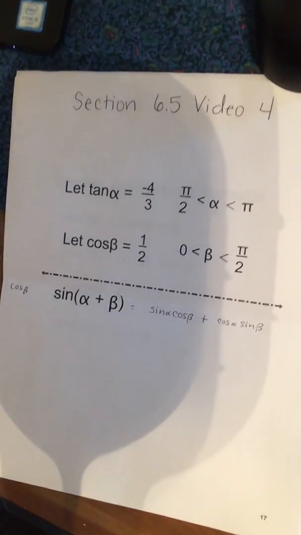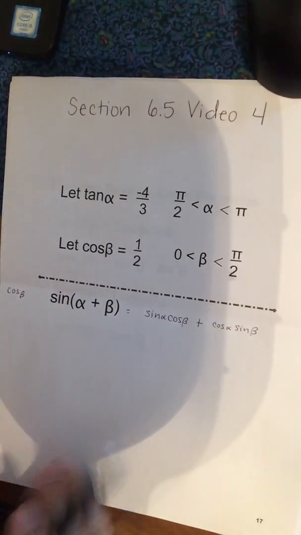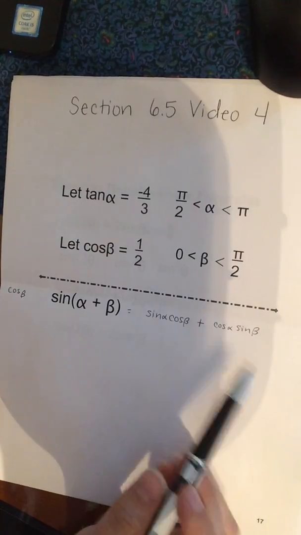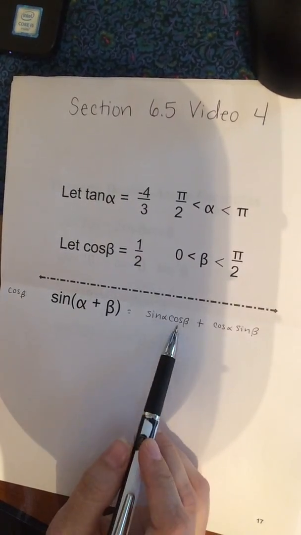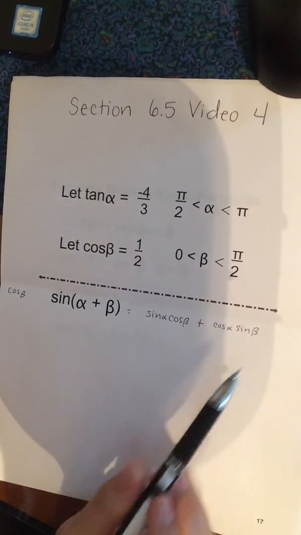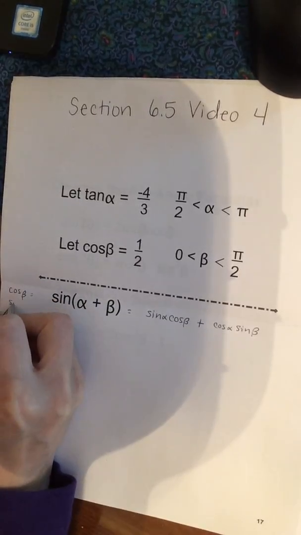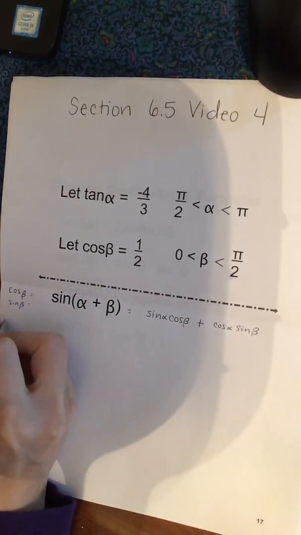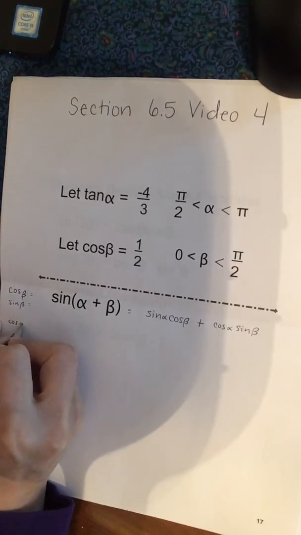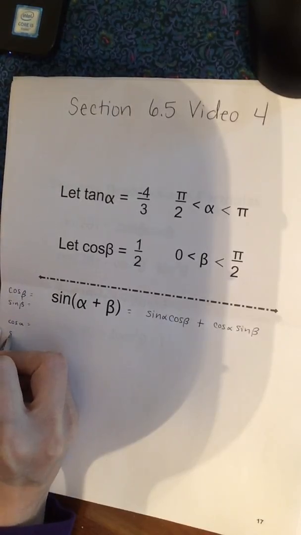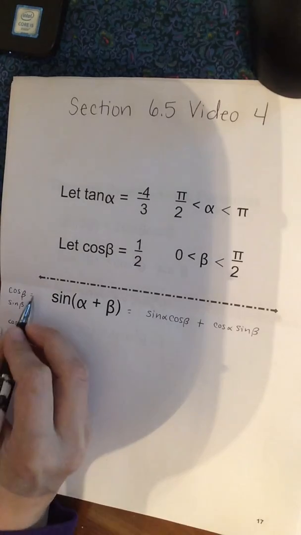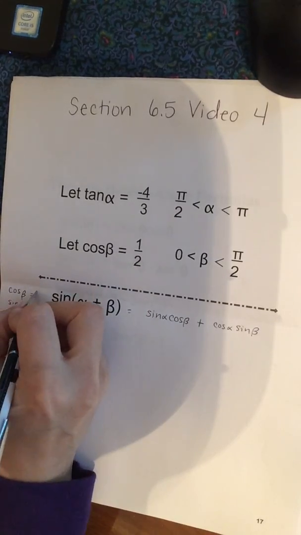So taking up where we left off, we are looking at solving sine of alpha plus beta, which based on our formula is sine of alpha cosine beta plus cosine alpha sine of beta. So I need to know cosine of beta, sine of beta, cosine of alpha, and sine of alpha. Cosine of beta is given to us, it's 1/2.